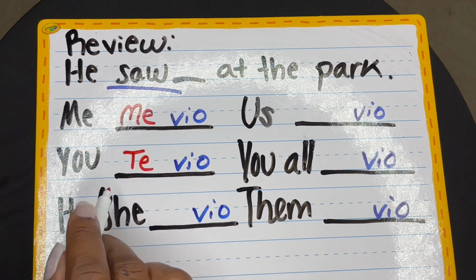You all en España is vosotros, okay? So you all is os. Os vio en el parque. And then the last one, them. Now this could be a group of men and women mixed, or men. That would be los. Los vio en el parque. But if there's women, we have to change this to las. Las vio en el parque.